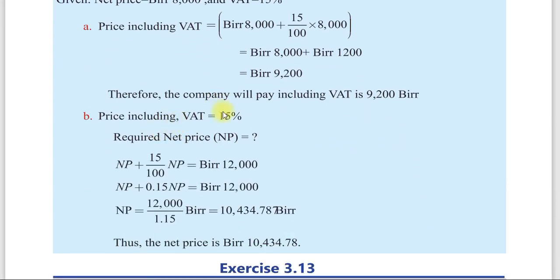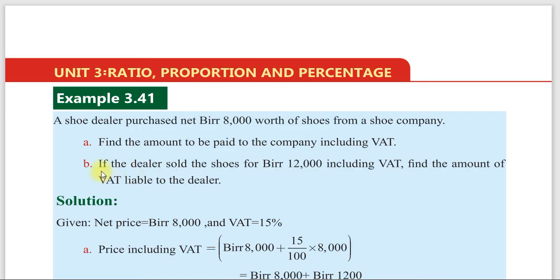Below, the price includes VAT of 50%, and the required value is the net price. So net price plus 50% times net price is equal to 12000. Here look, the dealer sold the shoes for 12000 including VAT.